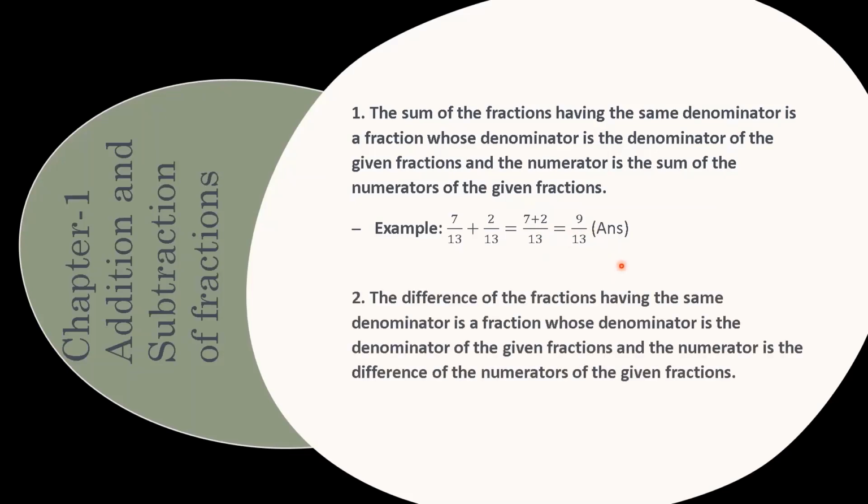Now number 2, the difference of the fractions having the same denominator is a fraction whose denominator is the denominator of the given fractions, and the numerator is the difference of the numerators of the given fractions. Now you can see, my dear, in this example, 7 divided by 13 minus 2 divided by 13, 13 is the same denominator, so it will be the denominator. And after that, 7 minus 2 will be the numerator. So 5 divided by 13, this is the subtraction of fractions.